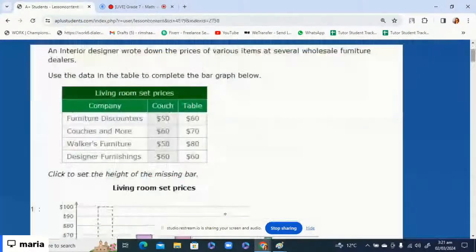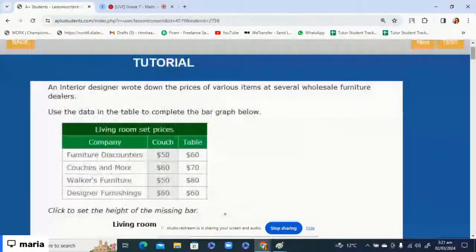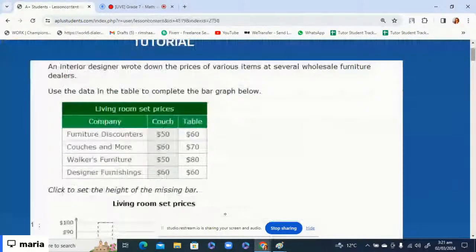All right, this is the data which is given. A designer wrote down the prices of various items at several wholesale furniture dealers. Use the data in the table to complete the bar graph below. This is furniture. These are the names of the companies, these are the counts, and these are the tables, the prices of these items.